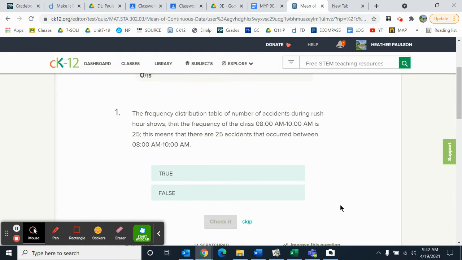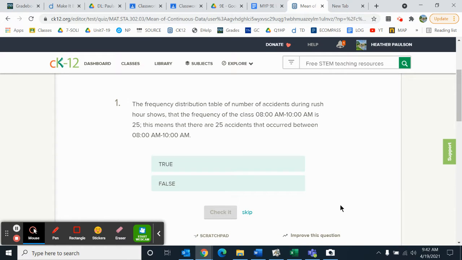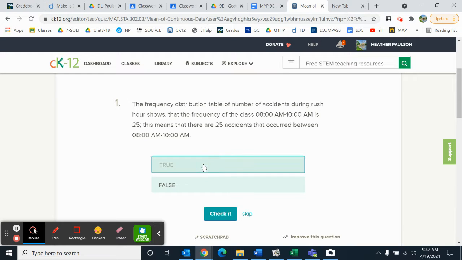So this first question: the frequency distribution table of the number of accidents during rush hour shows the frequency between 8 a.m. and 10 a.m. is 25. And this means that there are 25 accidents that occurred during this time. And that is true.